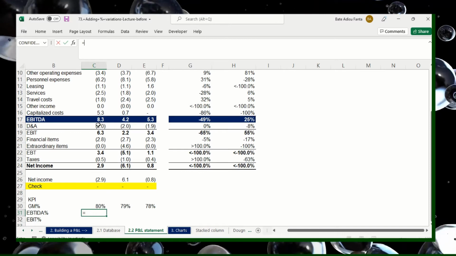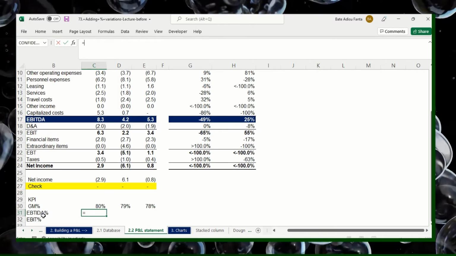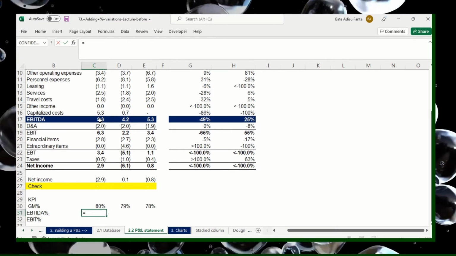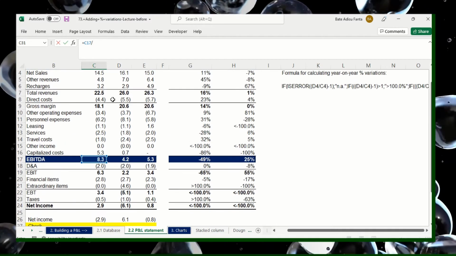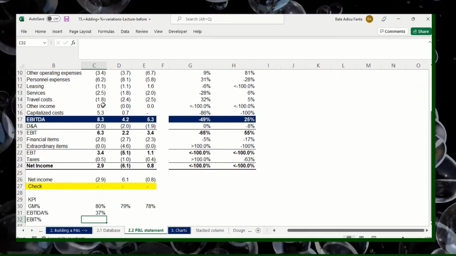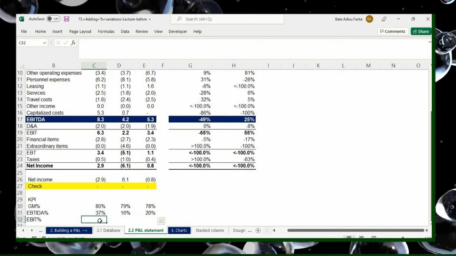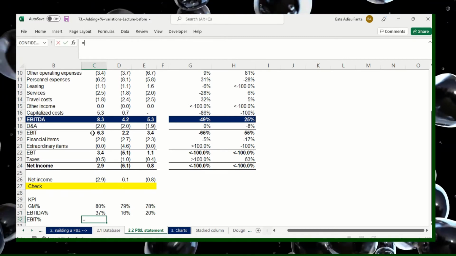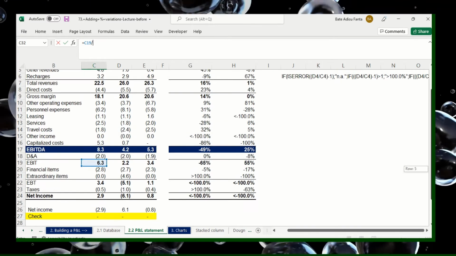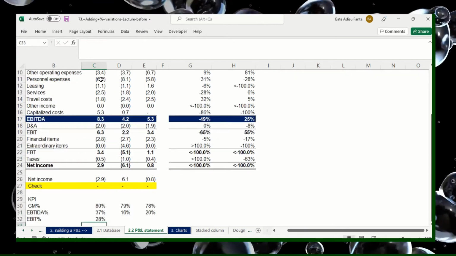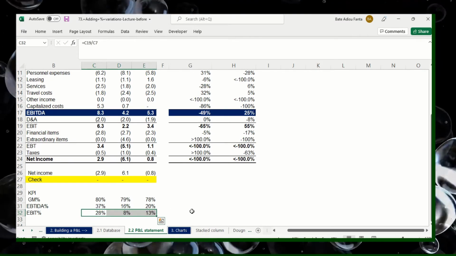So for EBITDA, the percentage of EBITDA, we simply take the EBITDA value against total revenue. We have total revenue here, and then we calculate this for all the years we have here. Again, for EBIT, we take the EBIT value amount here, and then we divide it by the total revenues we have here, and then we copy paste this formula to the other 3 years.